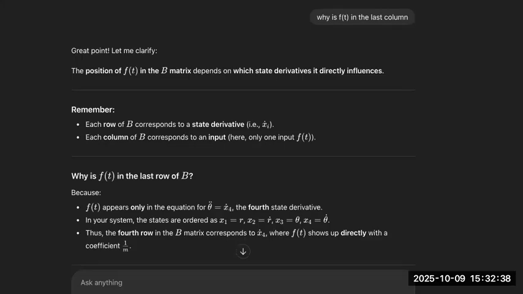The position of ft in the B matrix depends on which state derivative it directly influences, and each row of B corresponds to a state derivative. So why is ft in the last row of B? It appears only in the equation theta double dot, which is equal to x4 dot, the fourth state derivative. Thus the fourth row corresponds to x4 dot, where ft shows up directly with a coefficient 1 over m.